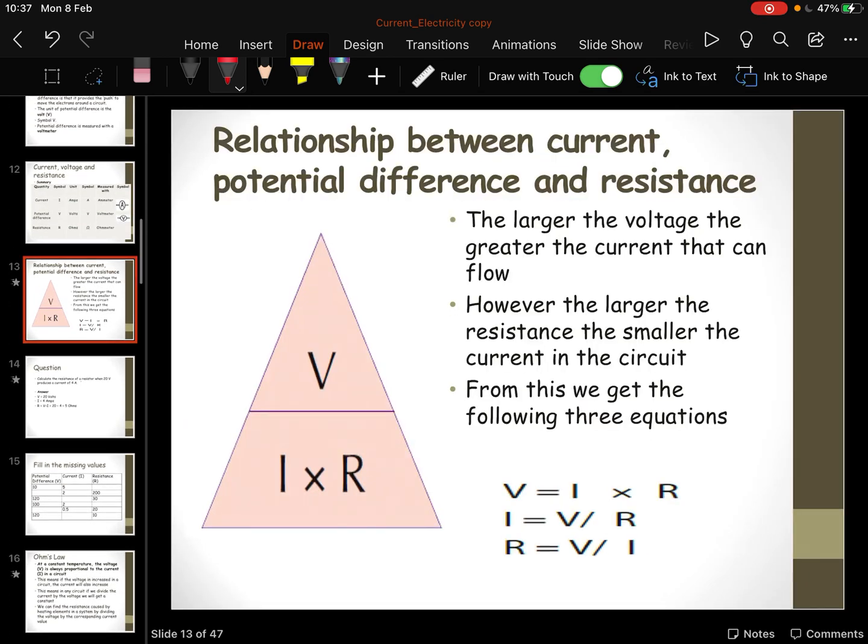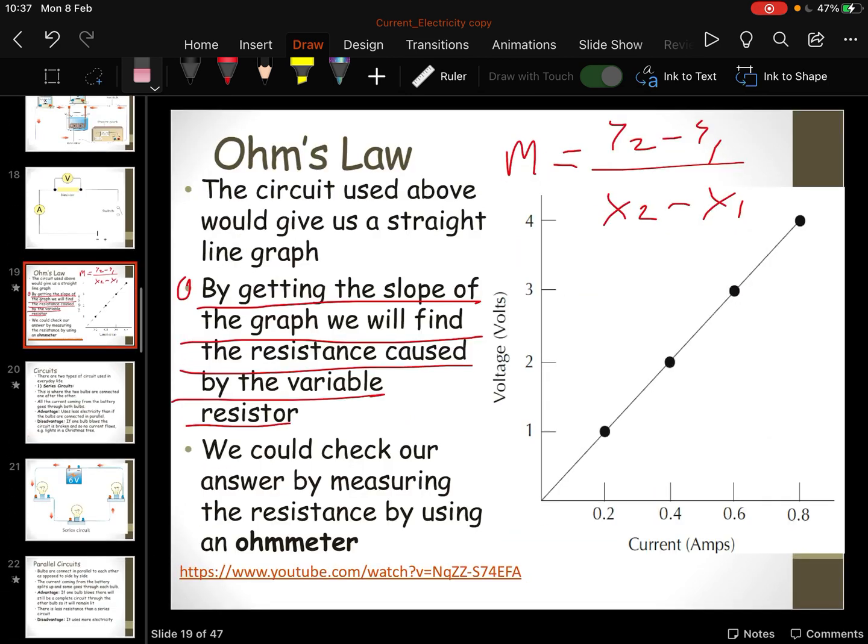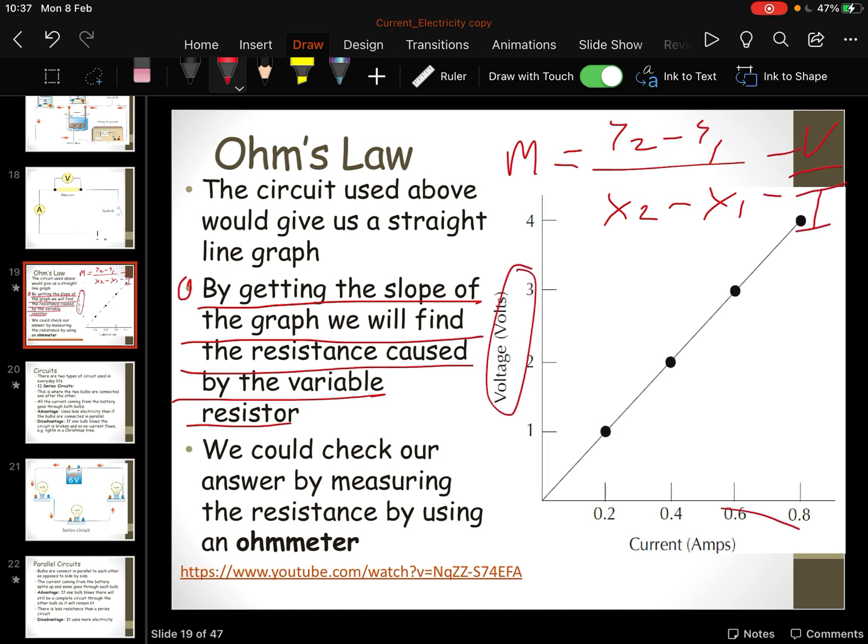Now again, if you look back to what we did last video, resistance is voltage divided by current, you see? So take out resistance, you get voltage divided by current, R is equal to V over I. And when you get the slope, you're going to have your voltage over your current, because voltage is on the y-axis, current is on the x-axis. That's why the current is on the x-axis, voltage on the y-axis. You'll end up with your equation, R equals V over I.